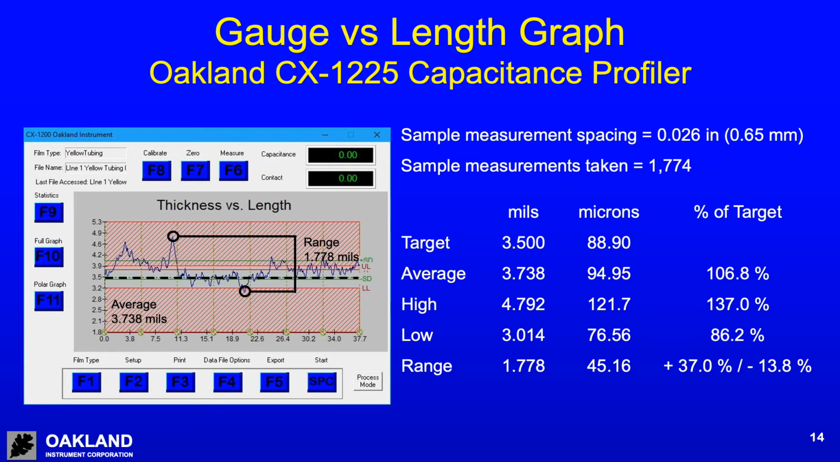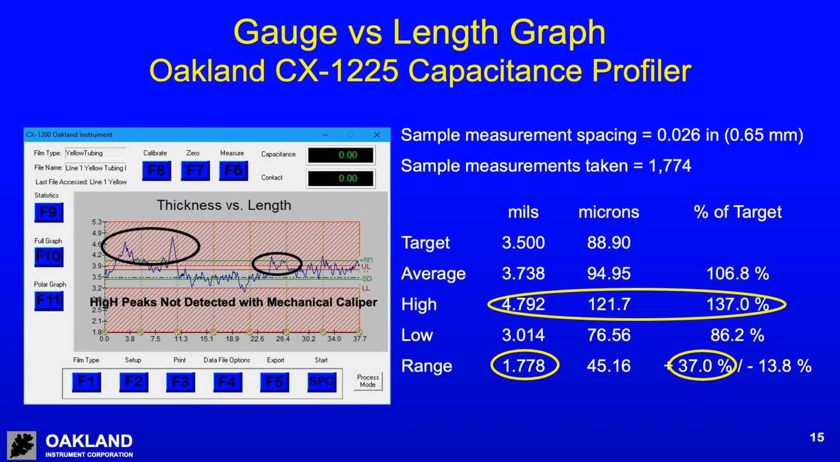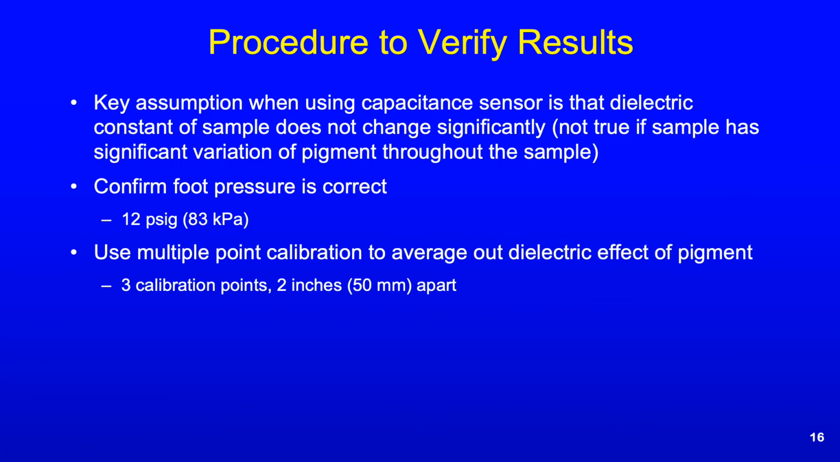And my first reaction when I saw that is, there's something going on here. So just to highlight, this region over here and this region over here were high peaks that were not detected with the mechanical profiler. So you can see the numbers as a result. That was a surprise. So what I did then is I said, did I do something wrong?